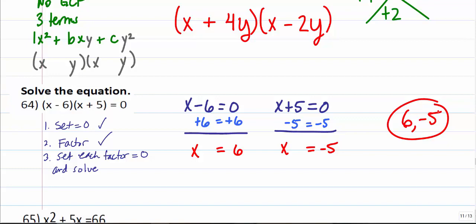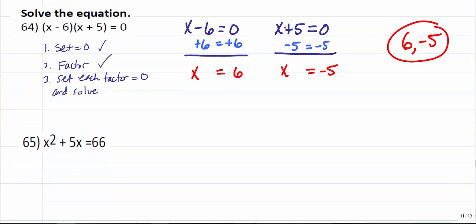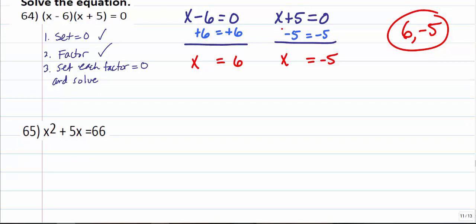But 64 is awesome. It's already done. It's easy. 65 is not hard, but is it set to 0? No. So the first thing I'm going to do here is set it equal to 0.